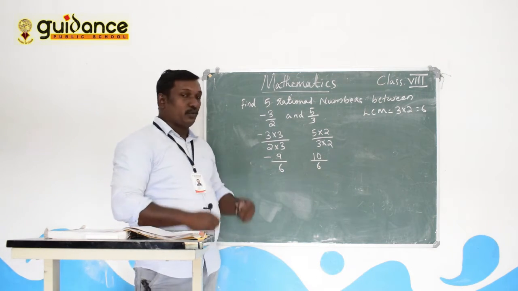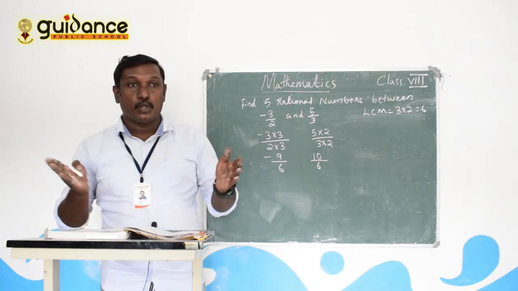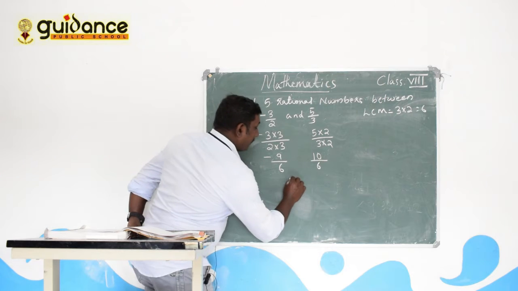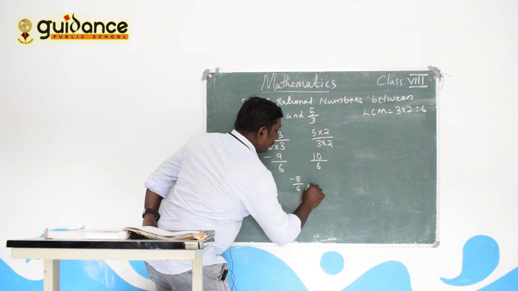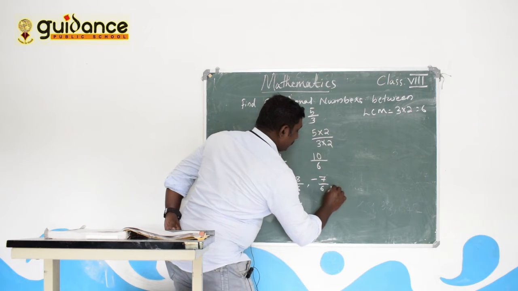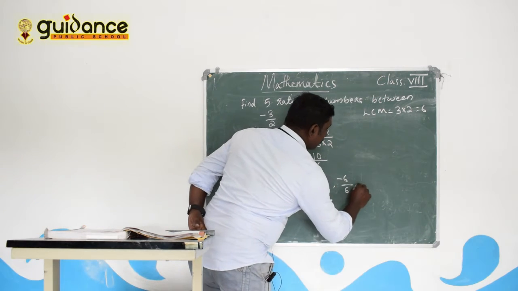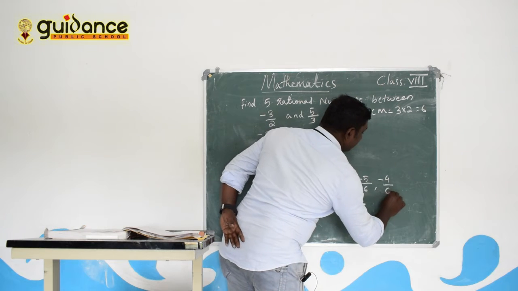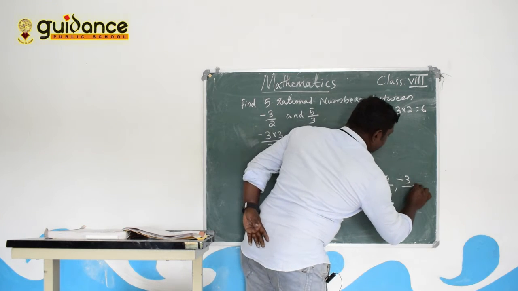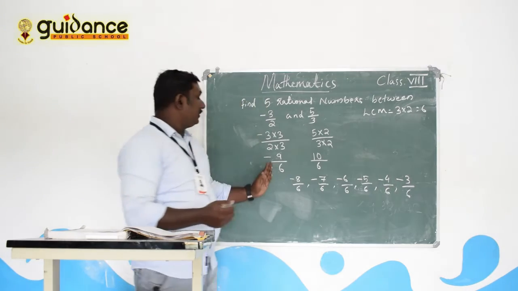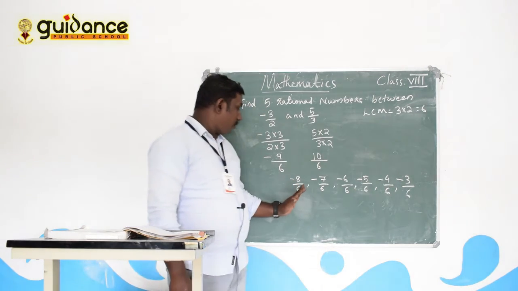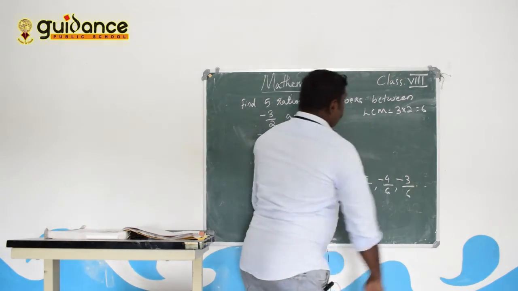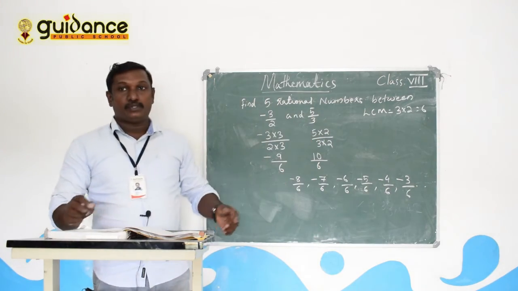But here there is nothing we want to do, because these numbers already have a huge gap. So the numbers between them we can easily write: minus 8 by 6, minus 7 by 6, minus 6 by 6, minus 5 by 6, minus 4 by 6, minus 3 by 6, because these numbers are negative. So you can consider 1, 2, 3, 4, 5, etc. Do you understand the numbers between these two?